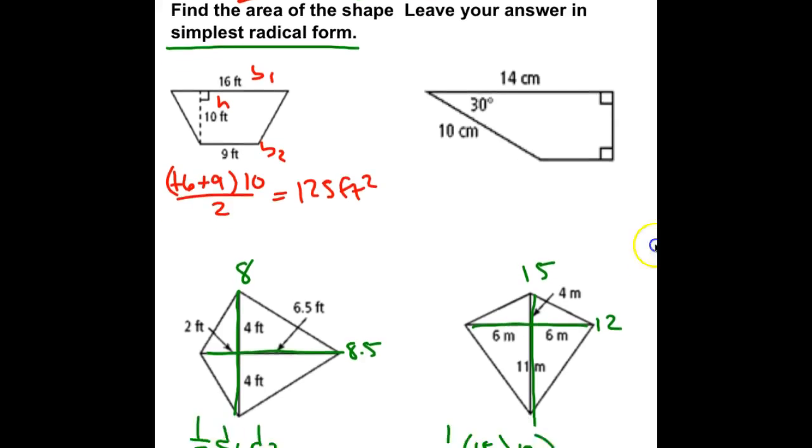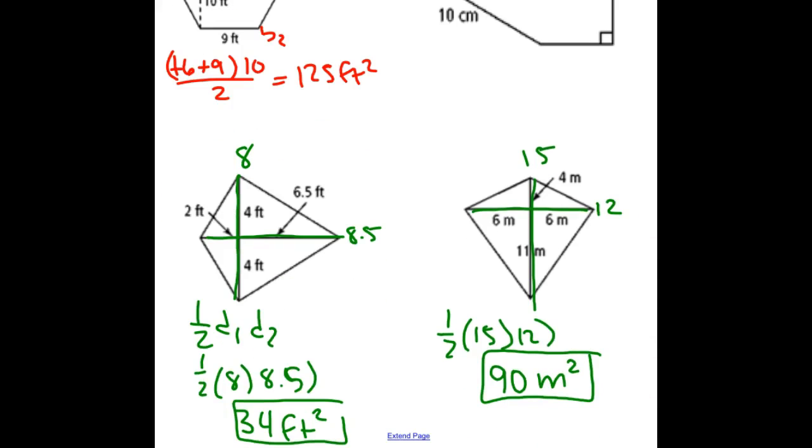I skipped this trapezoid for now and went down to the kite and the rhombus, or actually these are both kites. 1/2 d1 d2, don't forget when you get those diagonals it's the entire length, so I had to go 4 plus 4 is 8, right here. And then 2 plus 6.5 is 8.5. Went 1/2 times 8 times 8.5 and got 34 feet squared. Similar thing over here on the next one, that diagonal is 12. This diagonal is 15. I went 1/2 times 15 times 12 and got 90.